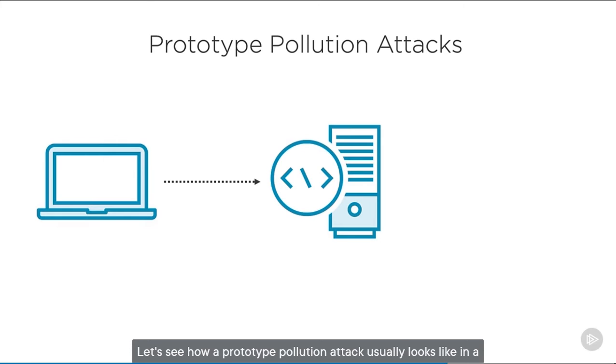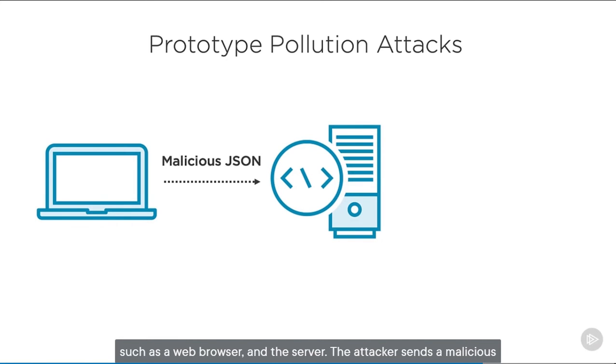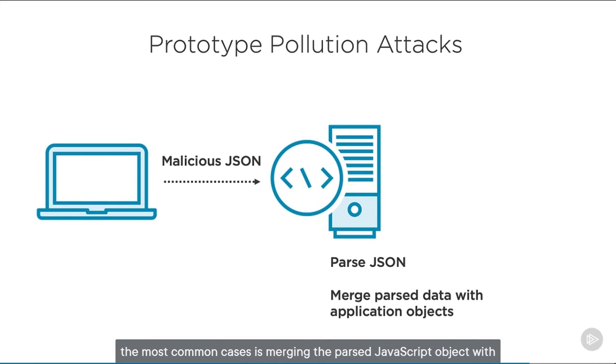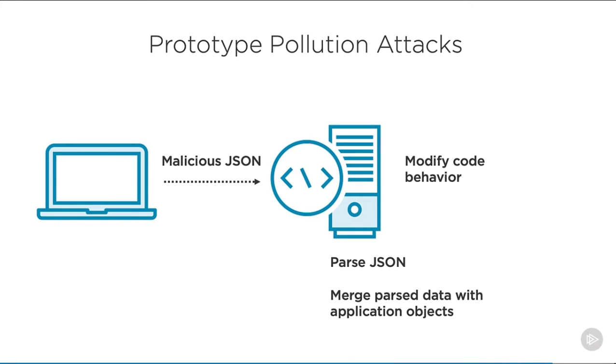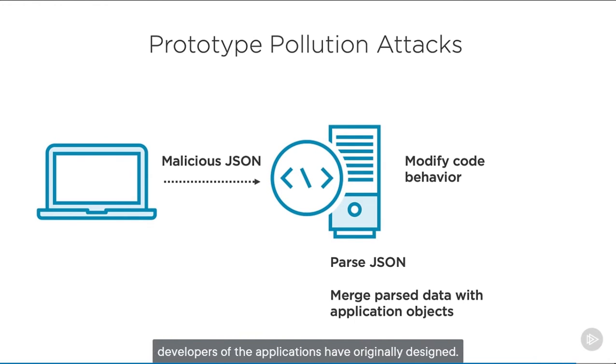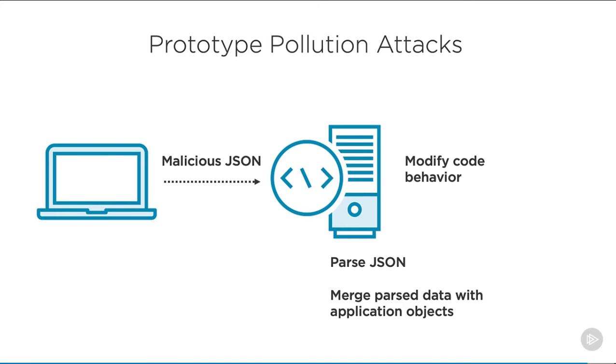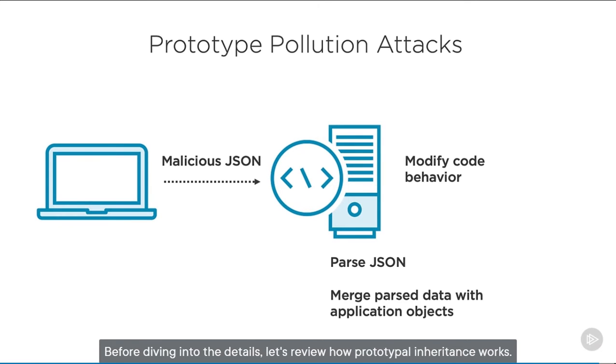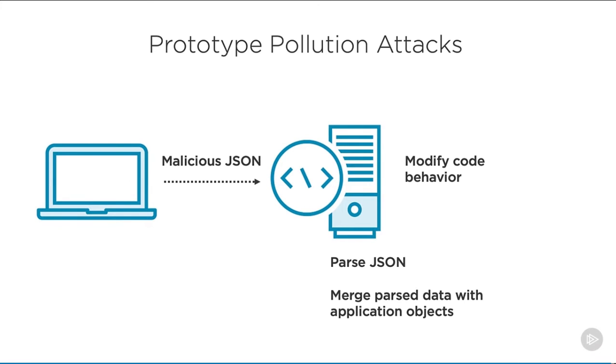Let's see how a prototype pollution attack usually looks in a typical web application that consists of the client, such as a web browser, and a server. The attacker sends a malicious JSON payload to the target server. The code under attack parses the JSON document and processes the result using vulnerable code. One of the most common cases is merging the parsed JavaScript object with internal application objects. At this point, the prototype chain might have been polluted and the code behavior is not what the developers of the application have originally designed. Before diving into the details, let's review how prototypal inheritance works.